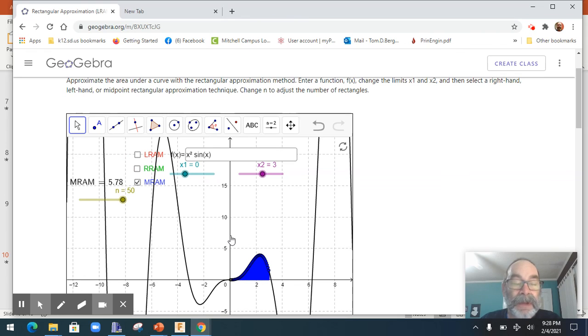Now, if I click those off, you still can't see that very well, and unfortunately I don't think I can zoom in on it. But you get a general idea of what the midpoint rectangular approximation is, the right-hand or right rectangle approximation, or the left one.